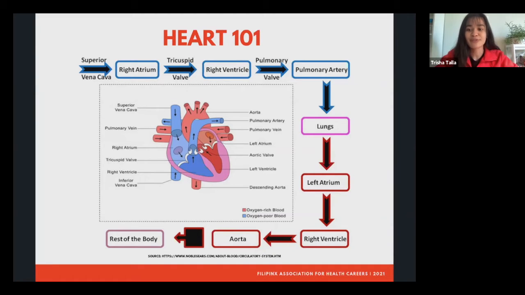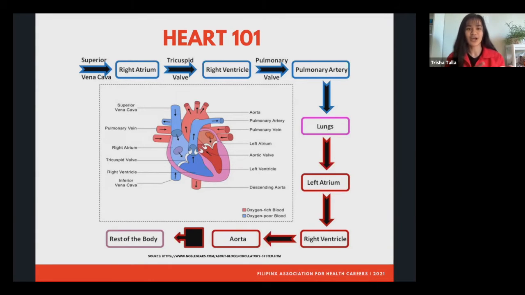Then the blood flows from the right atrium into the right ventricle through the open tricuspid valve. When the ventricle is full, the tricuspid valve closes in order to prevent the blood from flowing back to the right atrium while the ventricle is contracting or squeezing. Then the blood leaves the heart through the pulmonic valve into the pulmonary artery and into the lungs.